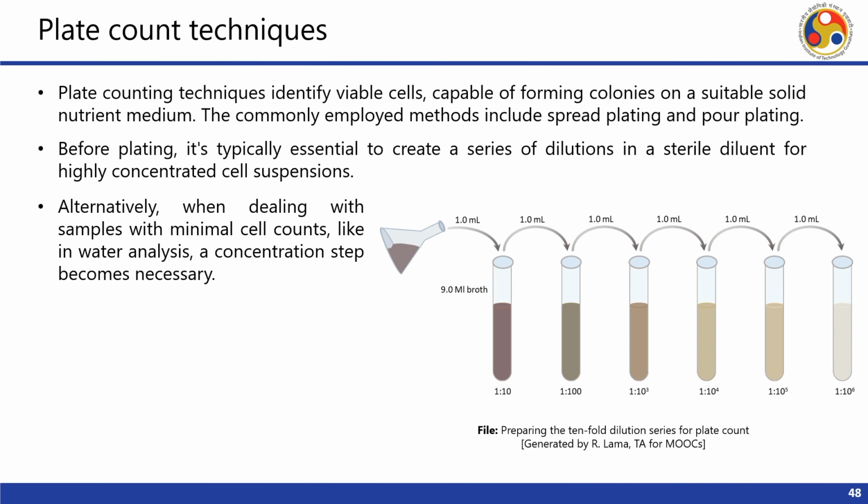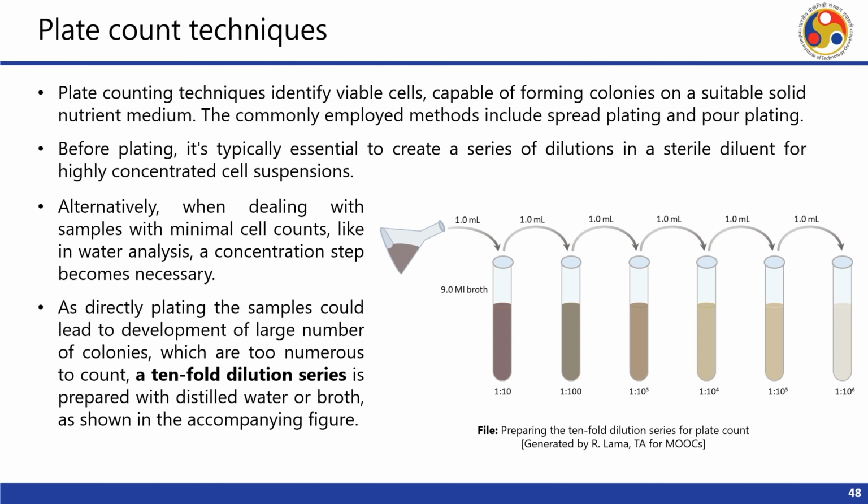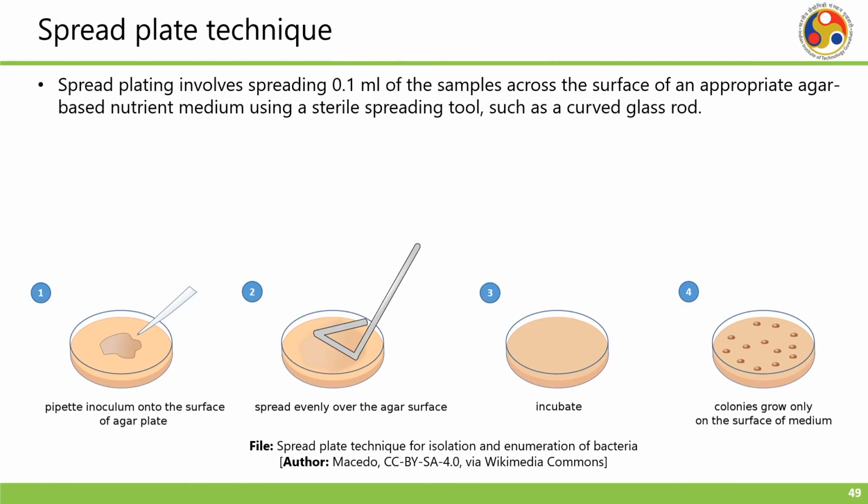Alternatively, when dealing with samples with minimal cell counts, like in water analysis, a concentration step becomes necessary. As directly plating the sample could lead to development of a large number of colonies which are too numerous to count, a tenfold dilution is prepared with distinct distilled water or broth, as shown in this figure and as already discussed.